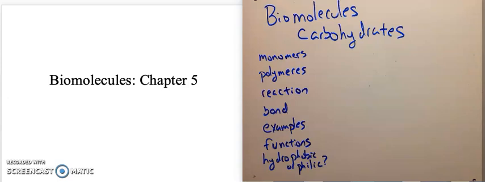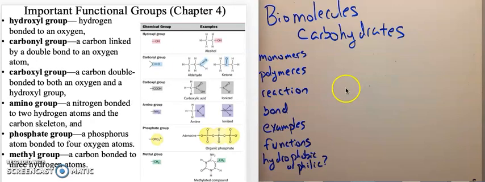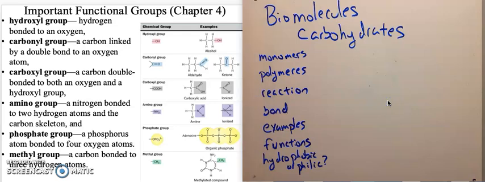Chapter 5 is all about the biomolecules that are found in every living thing, and that includes carbohydrates, lipids, proteins, and nucleic acids. Now, you'll notice that we skipped Chapter 4. Chapter 4 is about organic chemistry, and you don't need to read Chapter 4 closely, but I would like you to be familiar with these functional groups.